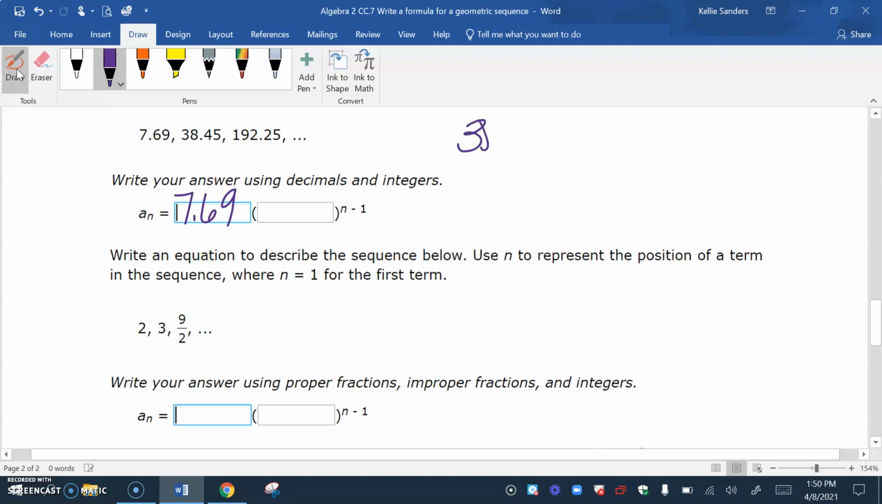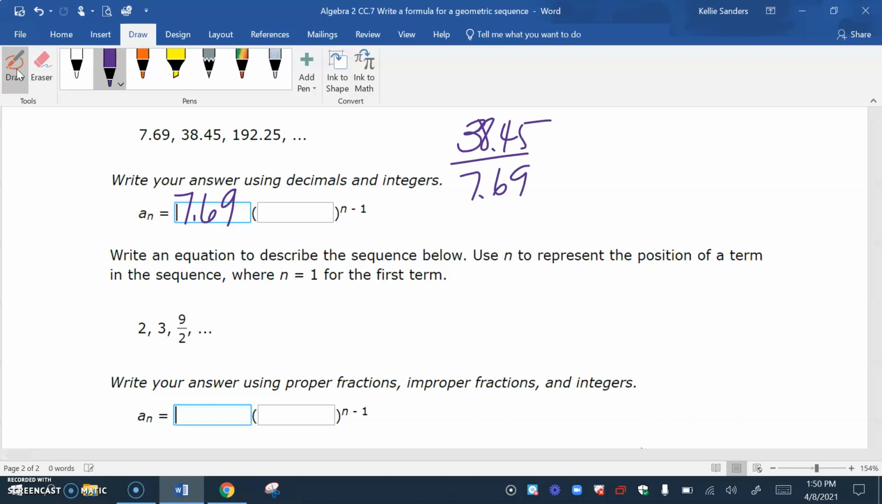7.69, 38.45 over 7.69. Don't have a clue, but it's probably 30, or it's probably 5. Looky there. 2, 3 over 2. That does not reduce, so 3 over 2 is that one.